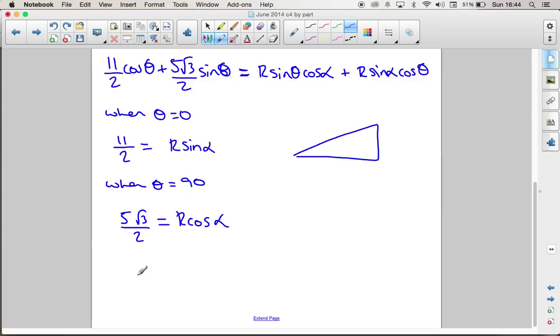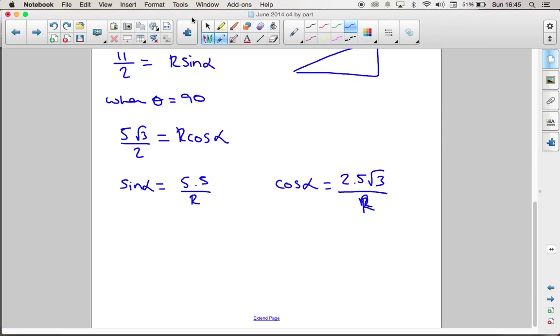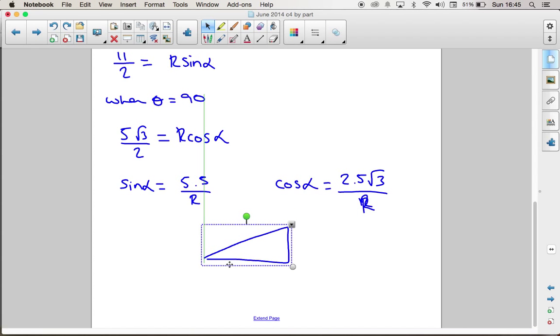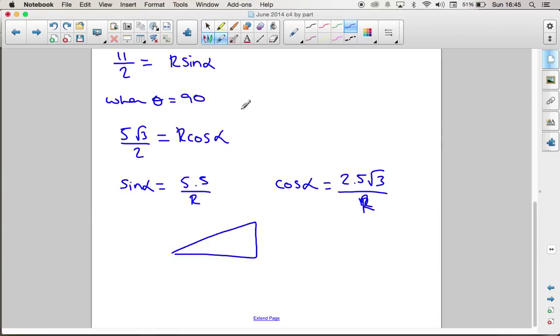What I'm going to do is that third option. I'm going to write that sine alpha is 5.5 over r, or cos alpha is 2.5 root 3 over r. I think you guys will be most comfortable with this third option, so that's why I'm going with this. It's not the best way. It's not the most correct way. I just think that that's what you will understand me doing the most.